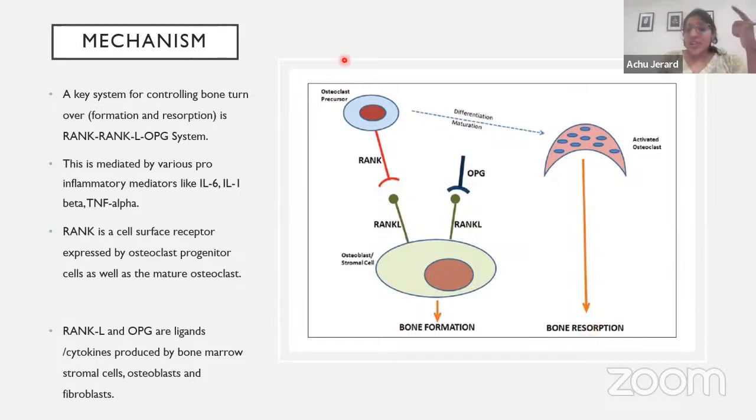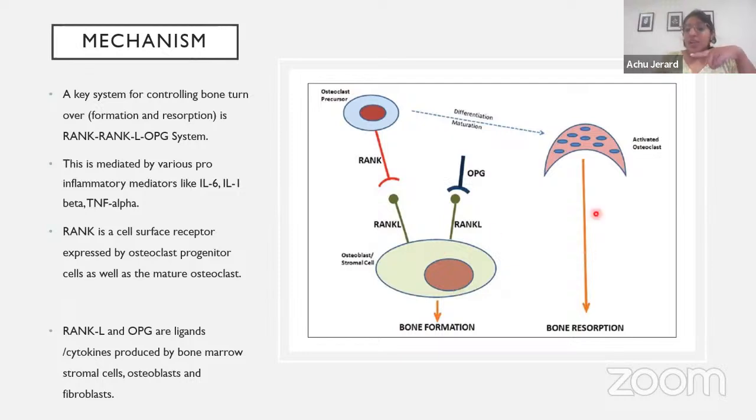So osteoclast cannot function on its own. It needs this RANKL from the osteoblast to get activated and cause resorption to happen. That is what I mean by the interdependency. Now we will see how osteoclast is important for the bone formation in bone remodeling.